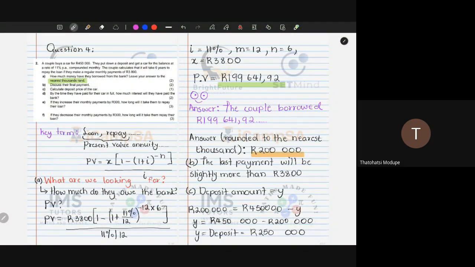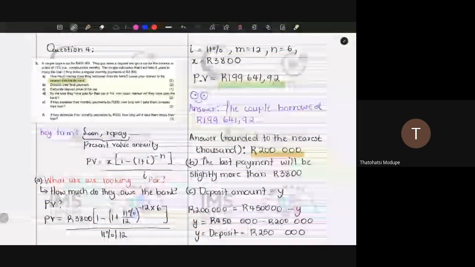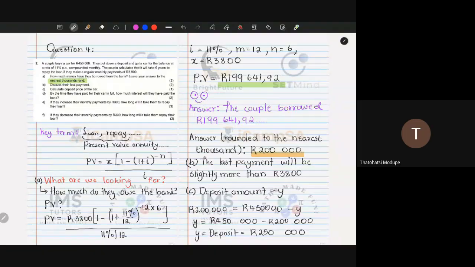Because what you borrow from the bank, you have offset your debt. You said, bank, look, I have some money. I don't want to borrow 450,000, so I'm going to give you a certain amount. But I know now that if I give you that amount, I owe 200,000. If the car was 450,000, now I'm only going to borrow 200,000. How much did I have? It means the couple had 250,000. Does it make sense, guys?